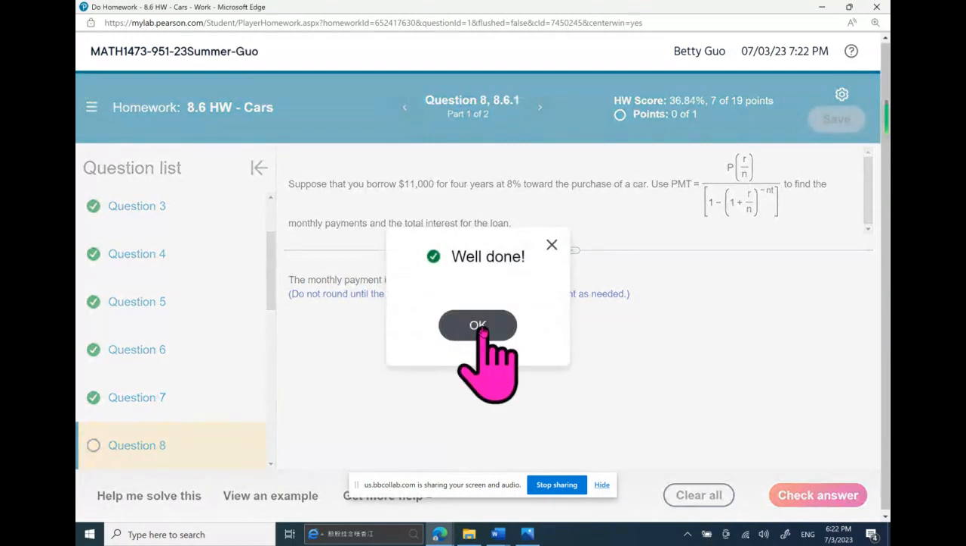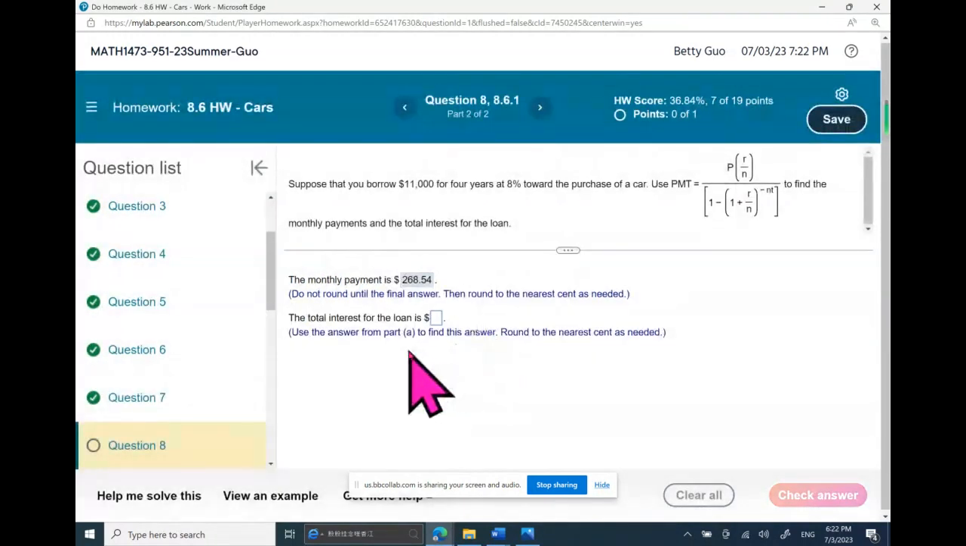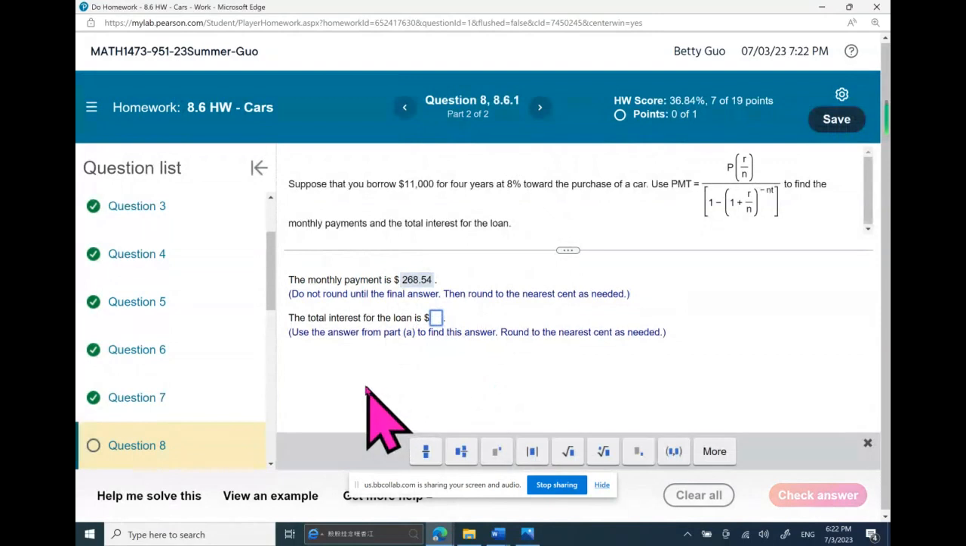Right? Yeah. Let's do one more. The second part is to find the total interest for the loan. And how do we find that? How do we find the interest? Let me get a simple calculator right here.